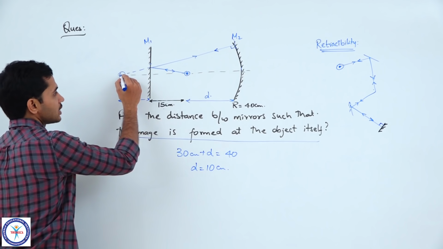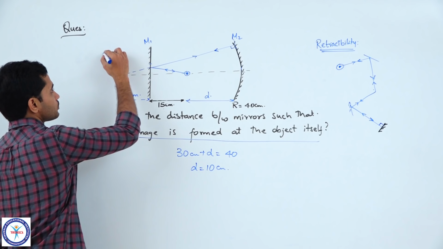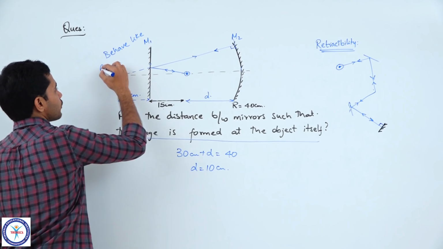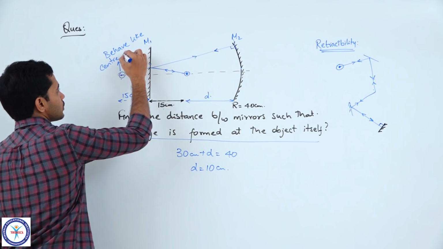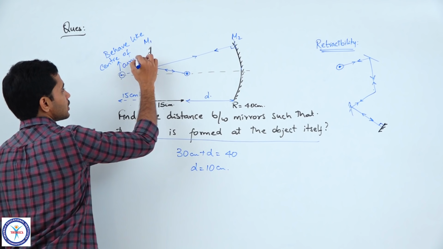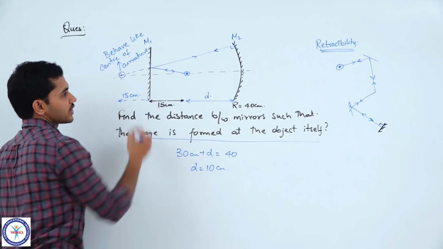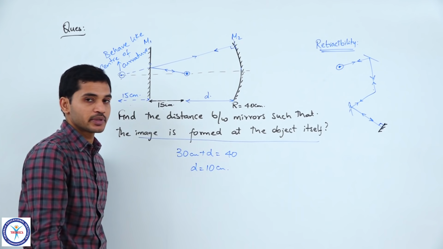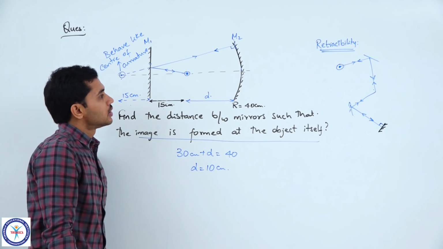So, that is the basic idea. This point should behave like the center of curvature. So, if that happens, then the light ray retraces its path and forms the final image at this particular position, right. So, that is the idea.